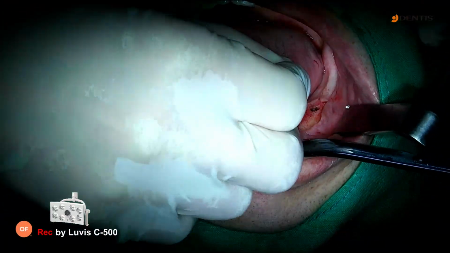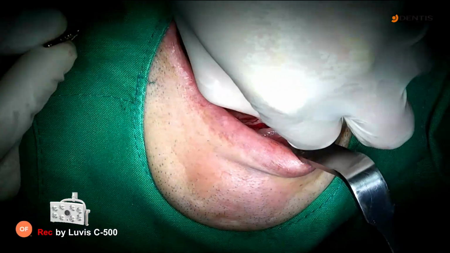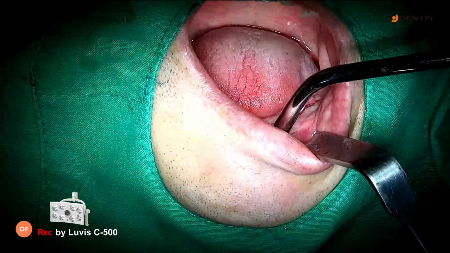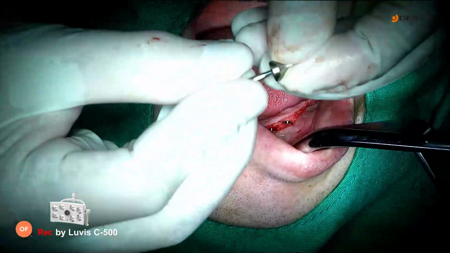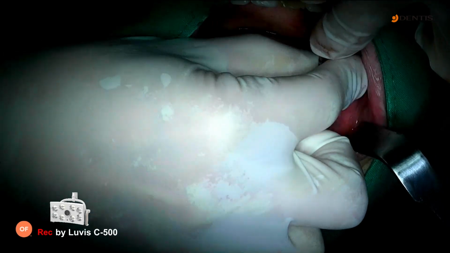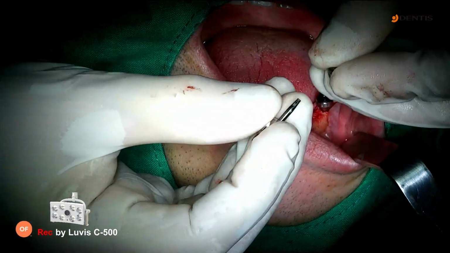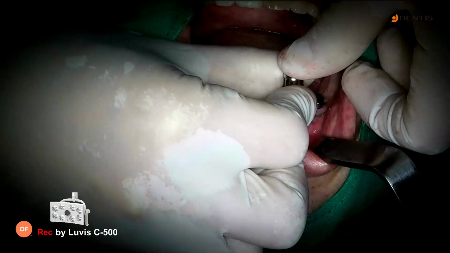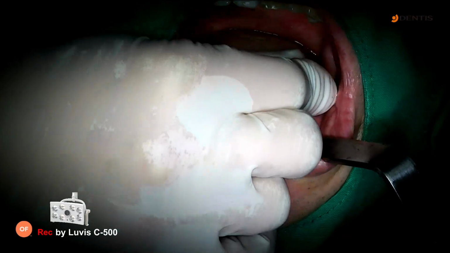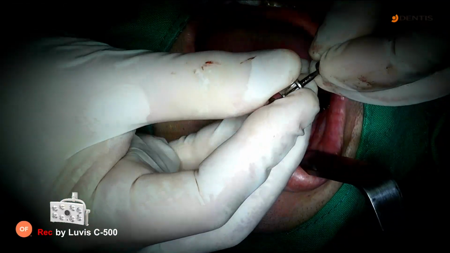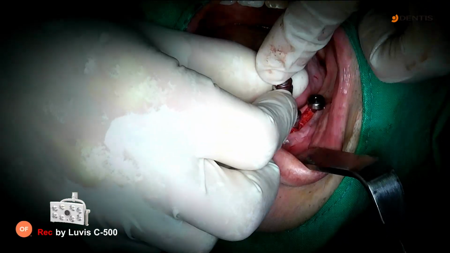So this one, I remove one by one, and then I apply the healing cap, because the suture is finished with the healing cap first, and then next I change it to the impression coping. The Dentis impression coping is also well designed according to the emergence profile depth. So I apply the healing cap. Of course, this healing cap is changed to the impression coping after surgery.